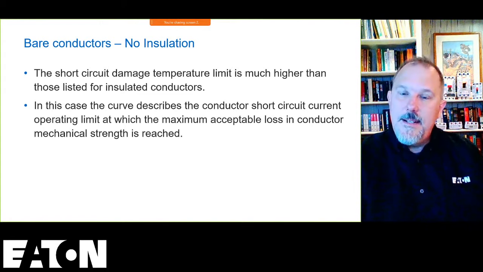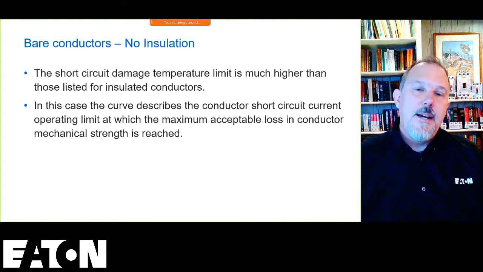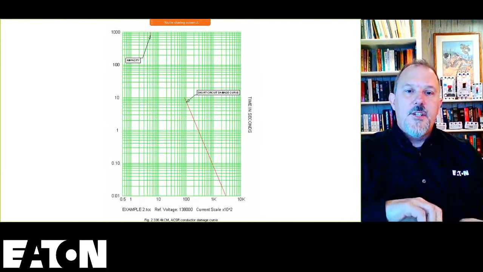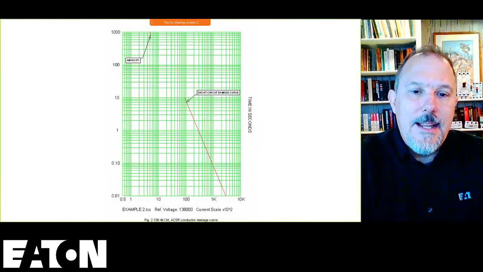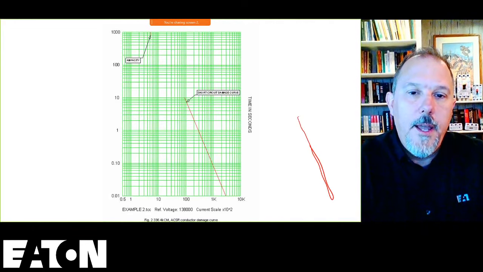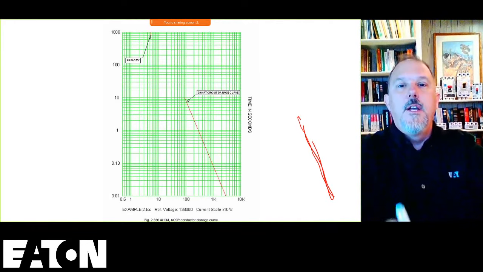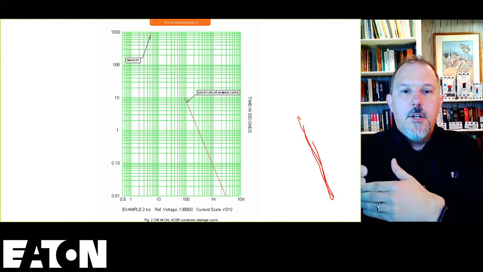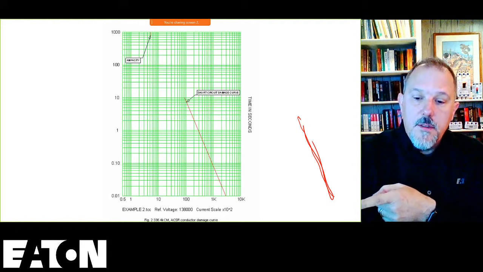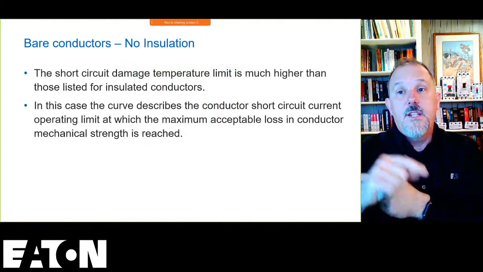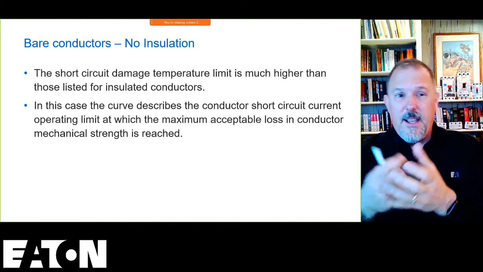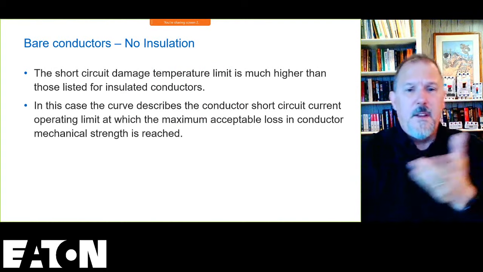But for a bare conductor with no insulation, if this damage curve is here for an insulated conductor, my bare copper conductor damage curve is probably way over here somewhere, because it's going to take a lot more current for a lot more time to get to the point where you melt the conductor as opposed to melting the insulation. I don't know if that makes sense. Hopefully that makes sense.